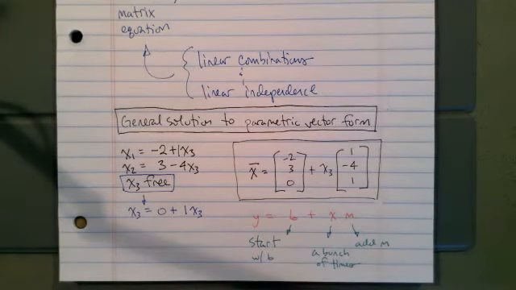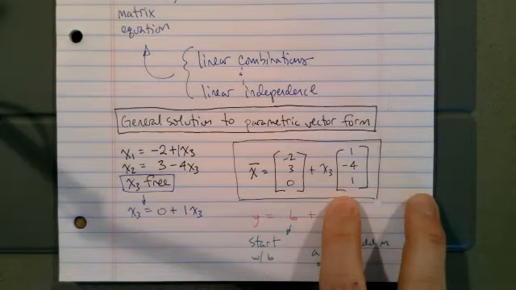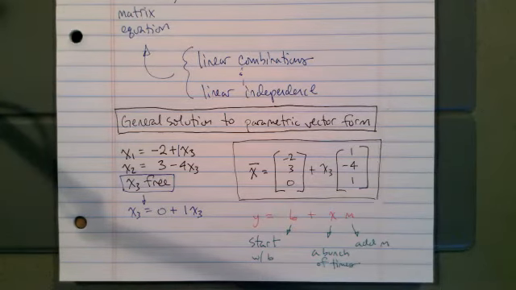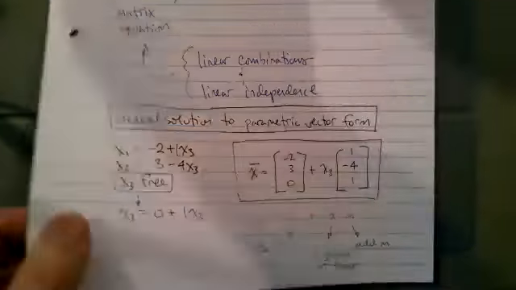If there was an x4 that was also free, then x1 and x2 would also have x4s in them, and then I would have two parameters. That's a good question. Let's do an example of that. Let's write down a general solution. Let's write down another general solution.